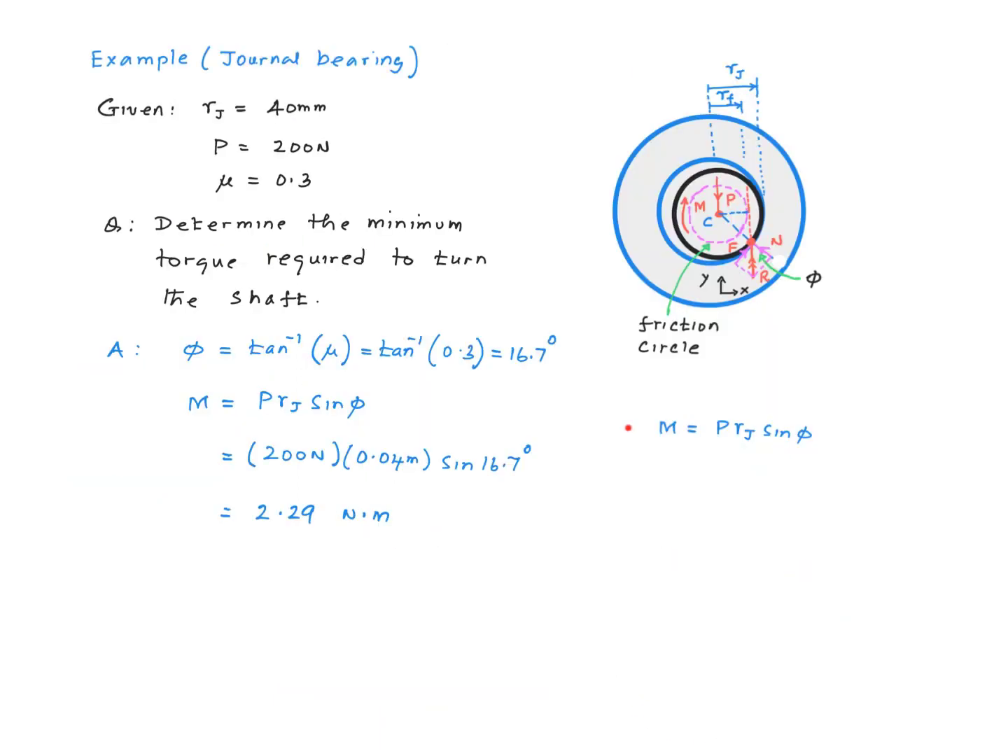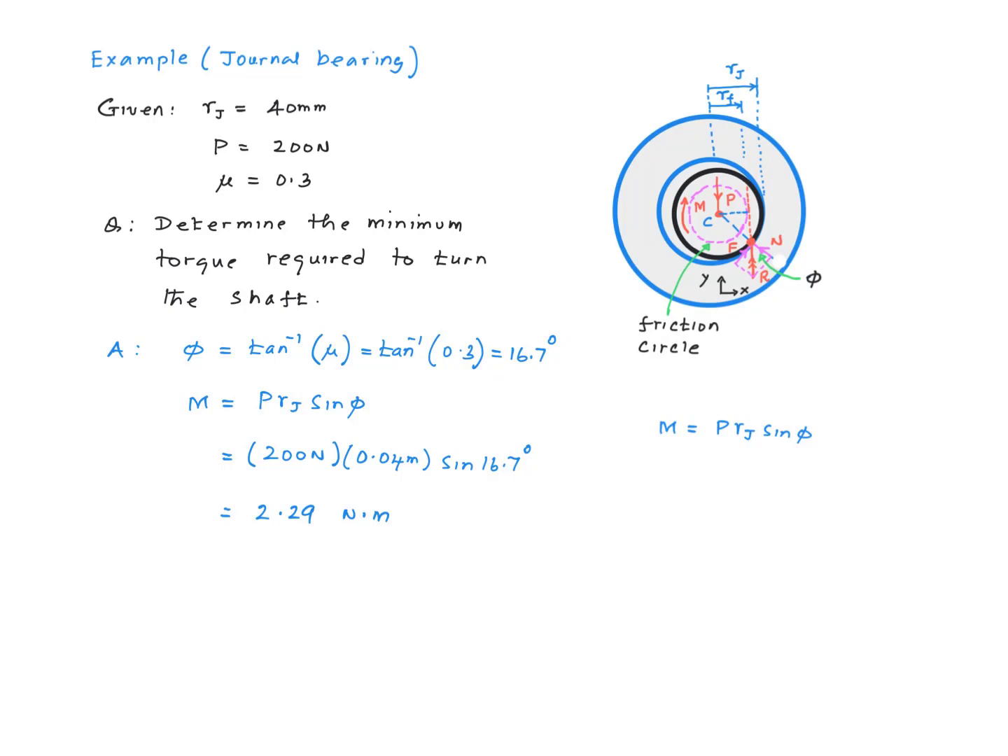Just to demonstrate the use of this equation in a numerical example, let's select these parameters for the key parameters Rj, P, and mu. The question here is to determine the minimum torque required to turn the shaft, and that's what this is, right? So first we go ahead and calculate the friction angle by this equation. Phi equals tan inverse mu, and we get a value of 16.7 degrees for that.